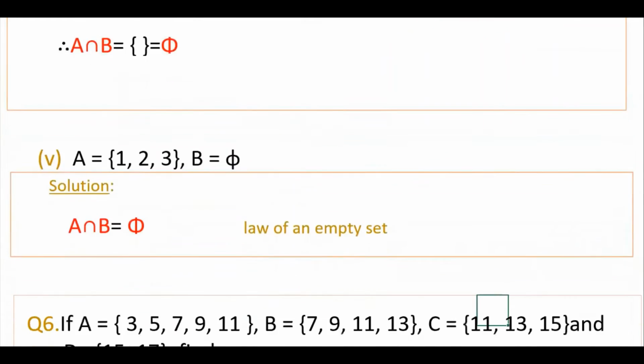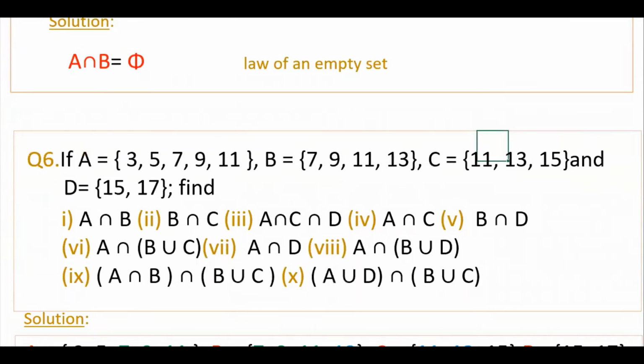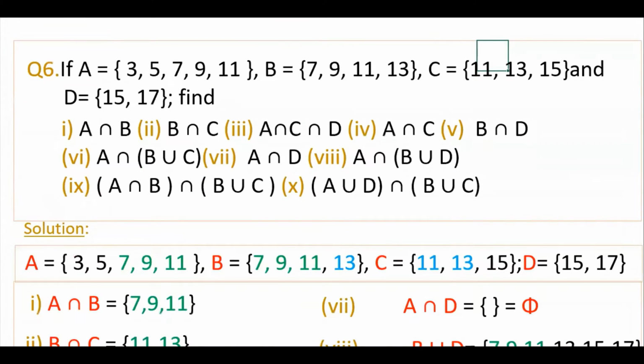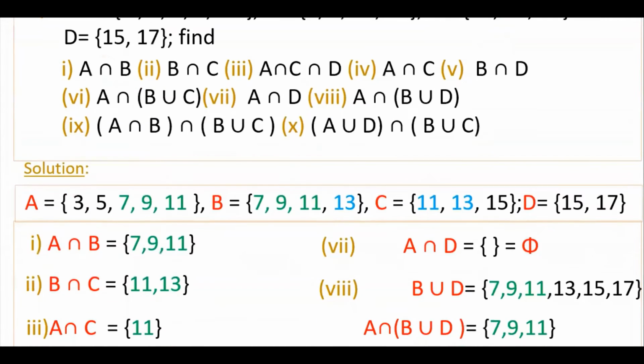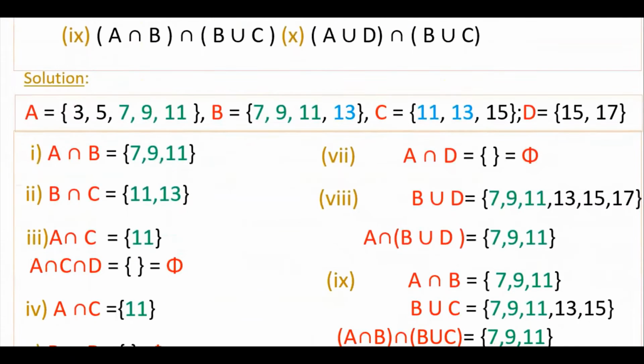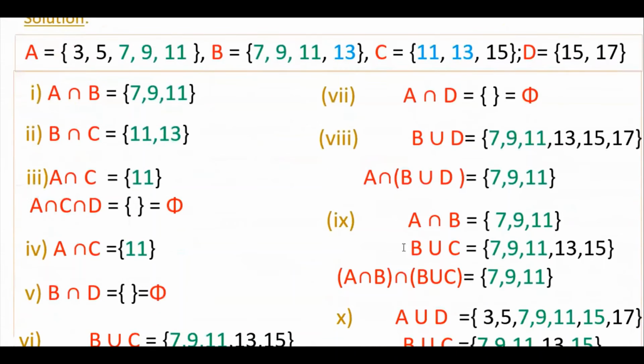And next one, sixth question. You see here, there are 4 sets given: A, B, C, D, and you have to find all these values: A intersection B, B intersection C, like this. Here is the solution. First, write the sets here. And first one is A intersection B.